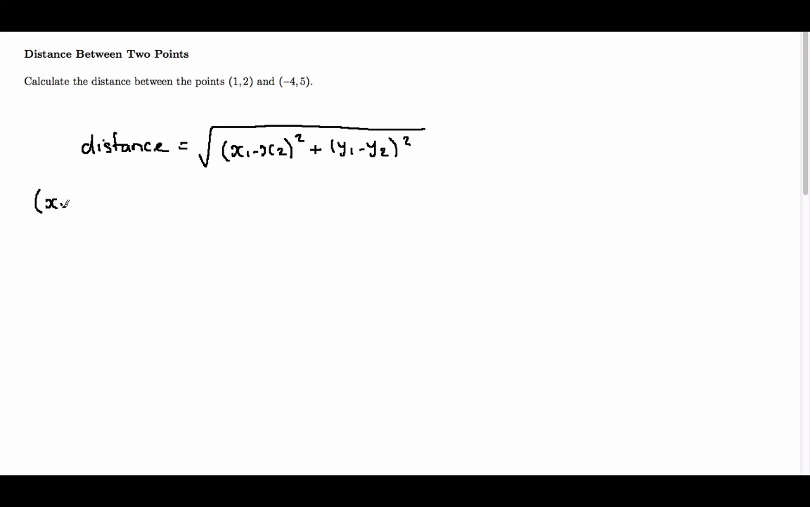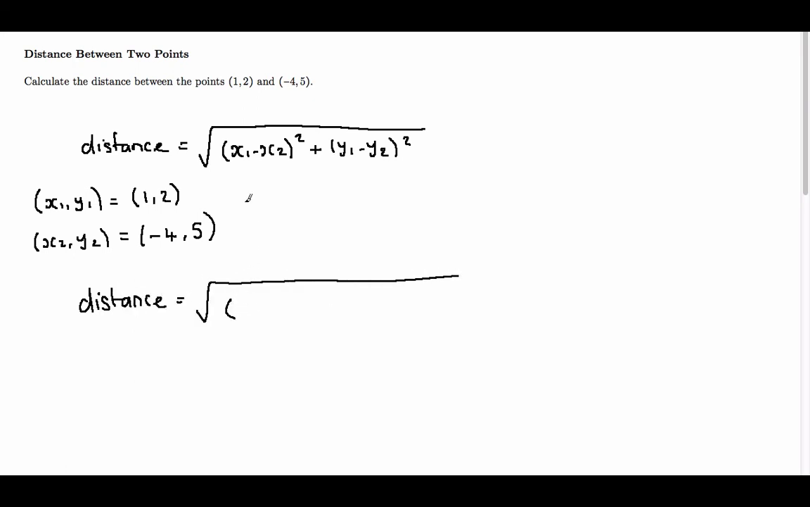So I'm going to say my (x1, y1) is going to be the point (1, 2). And I'm going to say that (x2, y2) is the other point, which is (-4, 5). So therefore, my distance is going to be the square root of (x1 minus x2). So that is (1 minus -4) all squared plus (y1 minus y2), which is (2 minus 5) all squared.